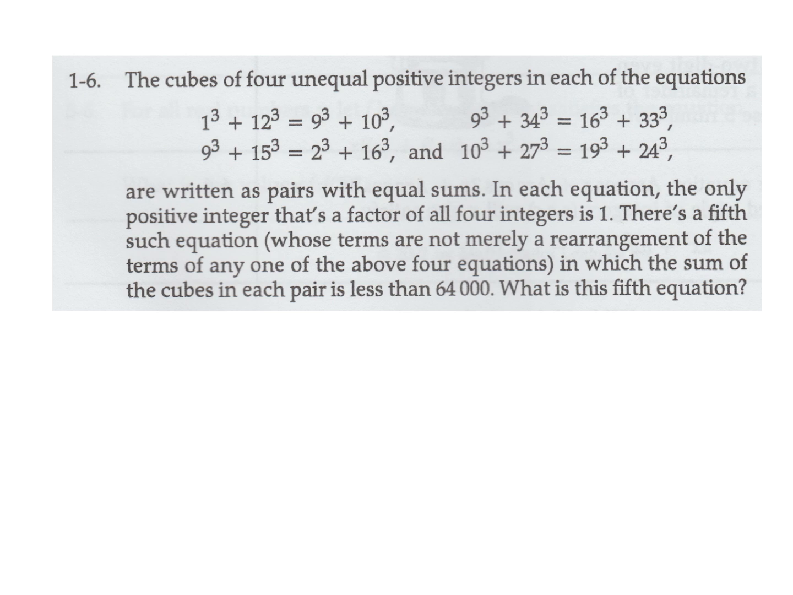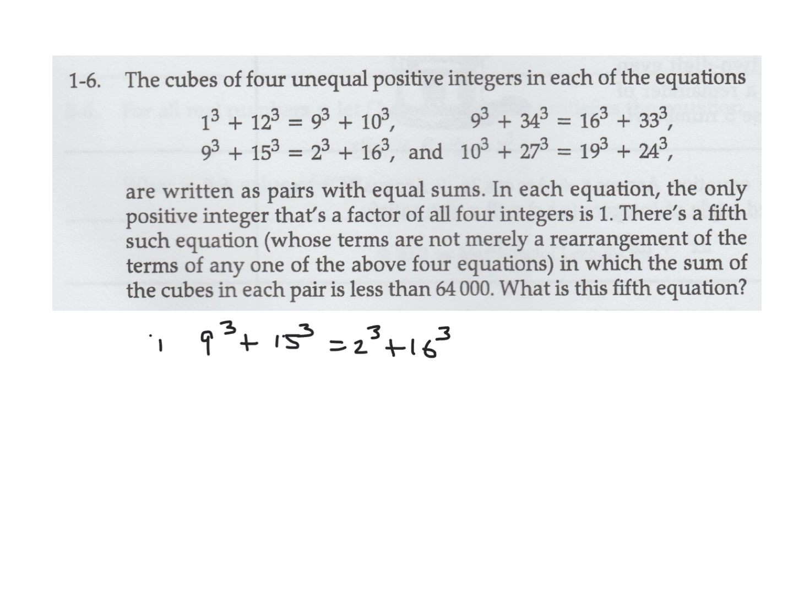The cubes of 4 unequal positive integers in each of the equations are written as pairs with equal sums. In each equation, the only positive integer that's a factor of all 4 integers is 1. There's a fifth such equation, in which the sum of the cubes in each pair is less than 64,000. What is the fifth equation? I think we can figure it out by just looking at these four. For example, this one: 9 cubed plus 15 cubed is equal to 2 cubed plus 16 cubed.